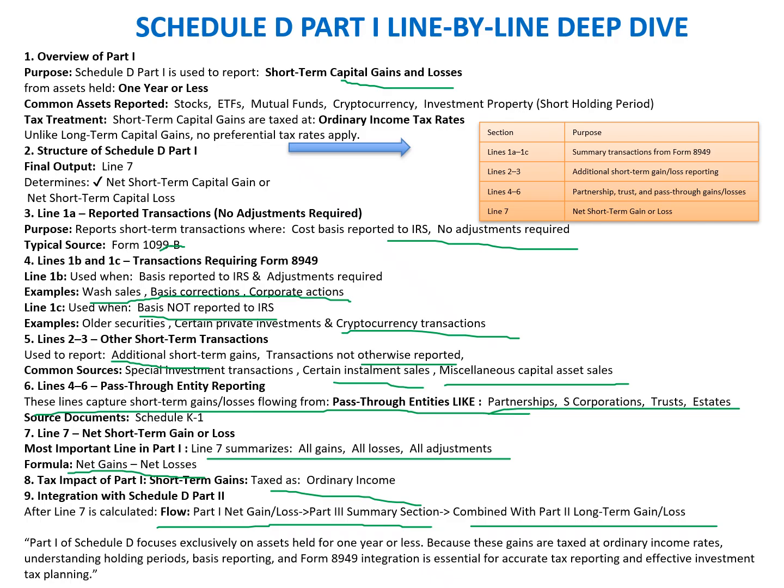So Part 1 of Schedule D focuses exclusively on assets held for one year or less, because these gains are taxed as ordinary income. Understanding the holding period, basis reporting, and Form 8949 integration is essential for accurate tax reporting under the effective investment tax law. We'll move to the next slide and look at Part 2.